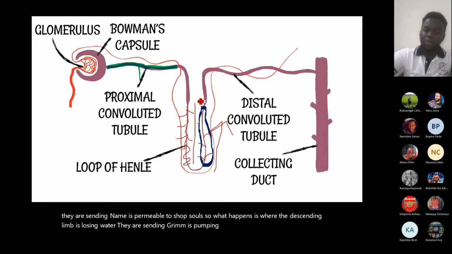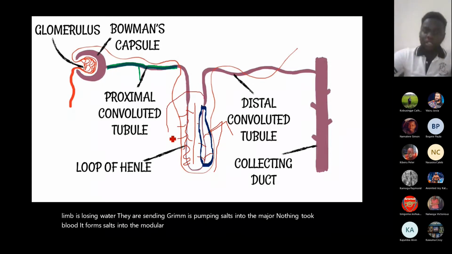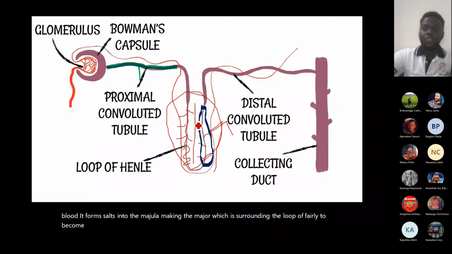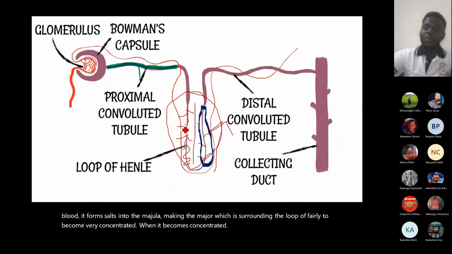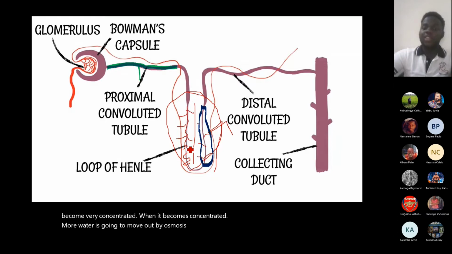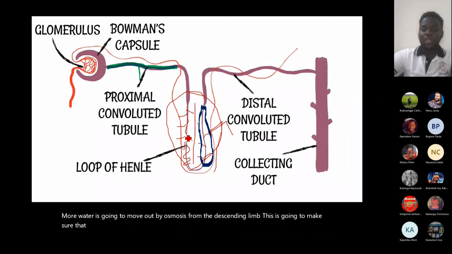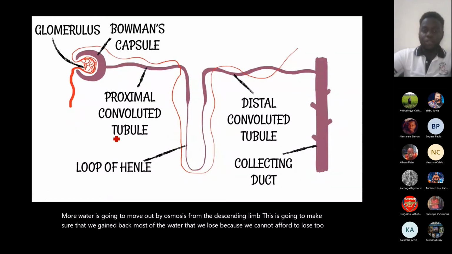medulla, not into blood. It pumps salts into the medulla, making the medulla, which is surrounding the loop of Henle, become very concentrated. When it becomes concentrated, more water is going to move out by osmosis from the descending limb. This is going to make sure that we gain back most of the water that we lose, because we cannot afford to lose too much water.